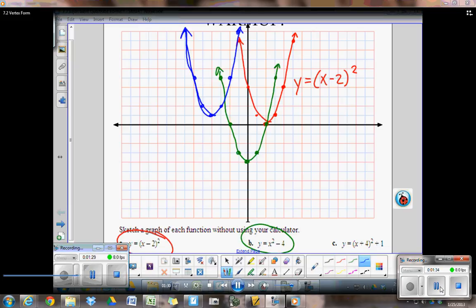There they are. You have x squared minus 4, which is the parent function x squared shifted down 4. And then you have the blue parabola, which is x plus 4 squared plus 1, which would be left 4 and up 1.